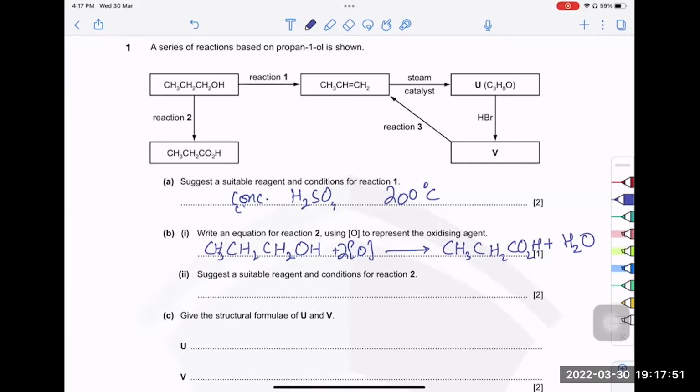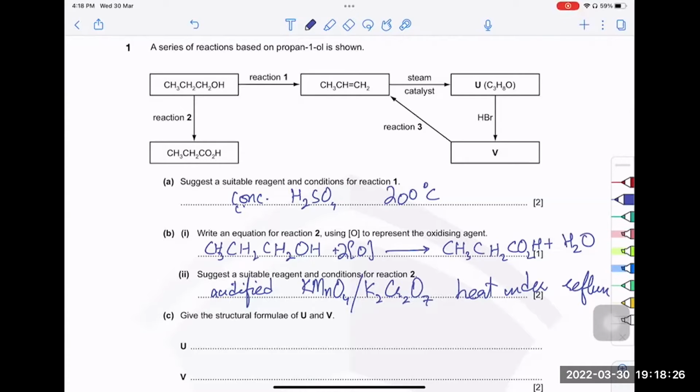Suggest a suitable reagent and condition. So we need a strong oxidizing agent. KMnO4 is good, K2Cr2O7 is good. Both of them must be acidified. So acidified KMnO4 or K2Cr2O7. But an important thing to remember is that when you're doing this, you need to mention the conditions as well. And the conditions are heat under reflux. Why reflux? Because we do not want it to be incompletely oxidized and make an aldehyde. We want it to convert completely to carboxylic acid.